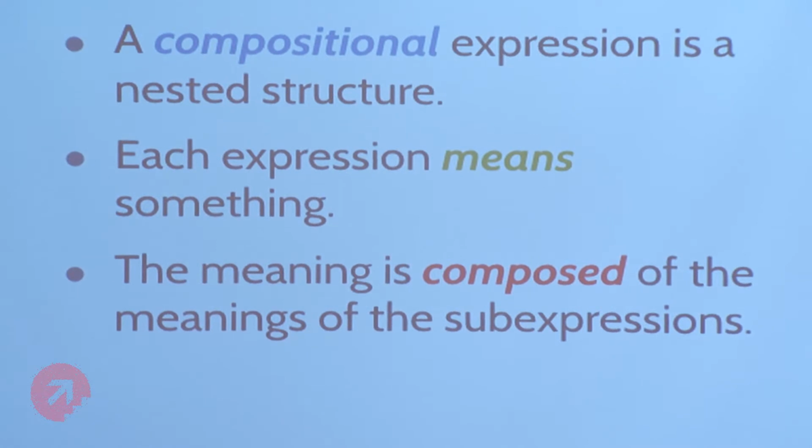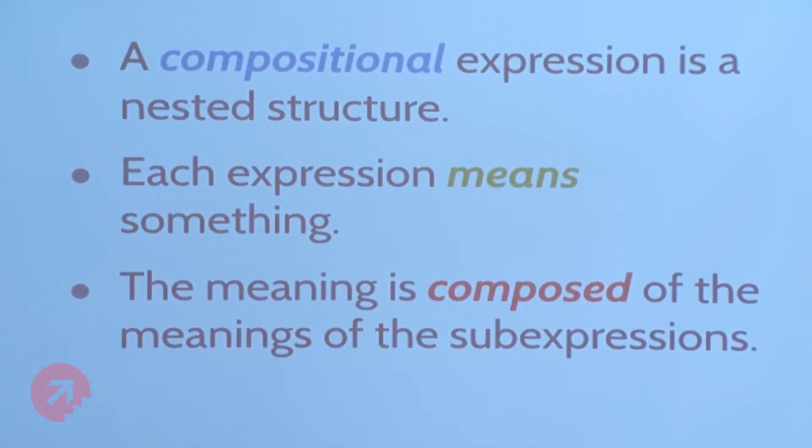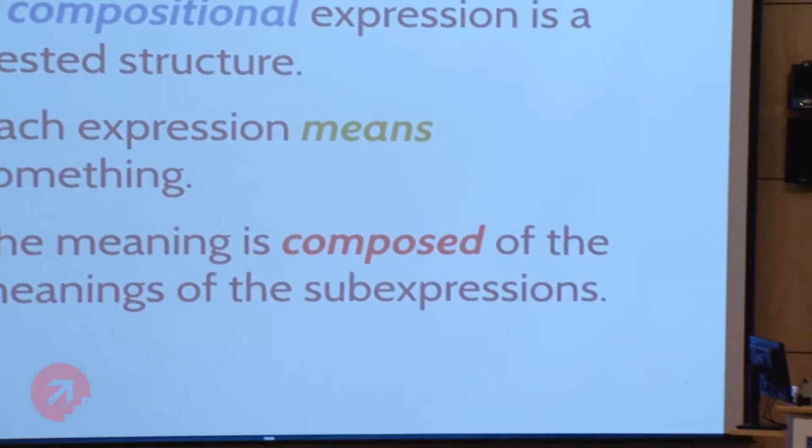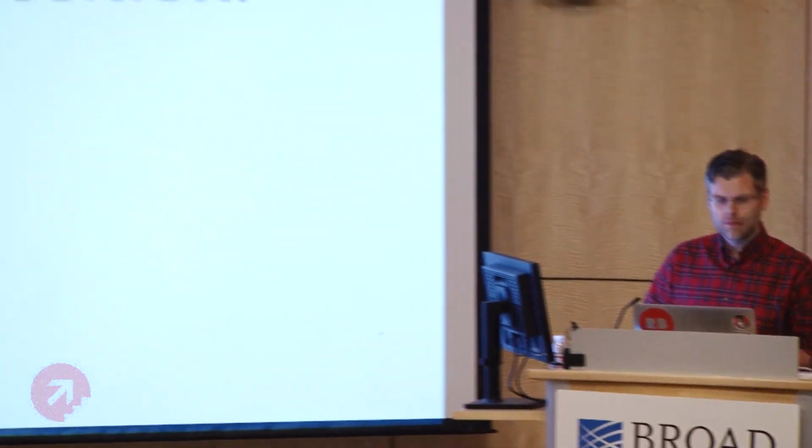So a compositional program or expression is going to be a nested structure. So it's going to be an expression at every level of nesting. And then each expression, each sub-expression, is going to mean something. And the meaning of the whole expression, the overall program, is going to be composed of the meanings of the sub-expressions. A concise way of saying that is that the composition of the meanings is the meaning of the composition.